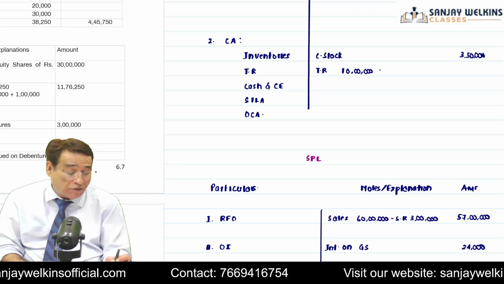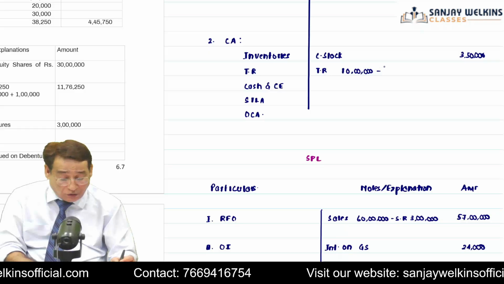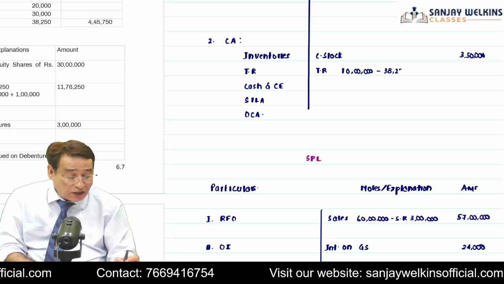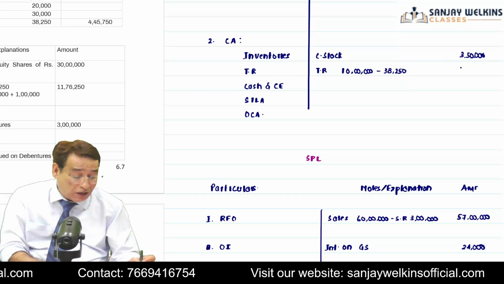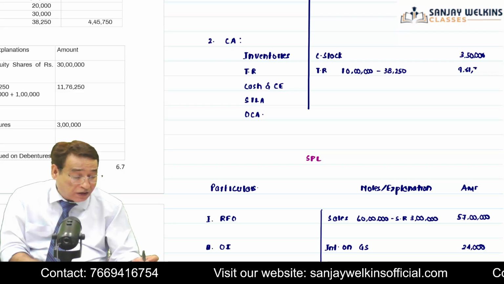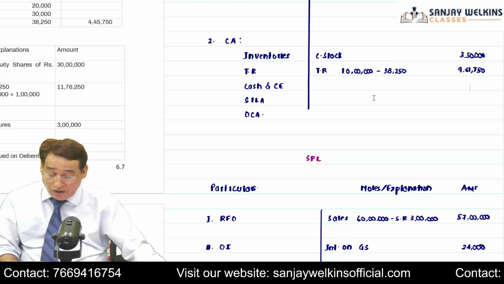9,75,000 plus 25, but we created a provision to the extent of, I think it was 38,250. So 38,250 was the provision, and your net debtors will be equal to 9,61,750, which you will have to put over here. Is it clear to you?